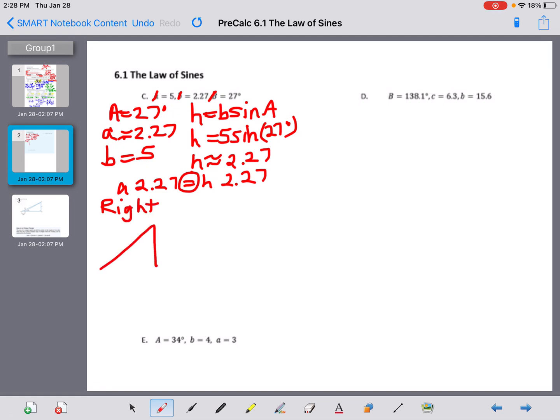I'm going to just draw my right triangle right now. So if my A was 27, my little a is 2.27, which is also my height, right? And my B is 5. I guess I don't know which side my B is on, do I? Okay, so let's figure it out right now. I'm going to go ahead and do sine A over a because I have A and a, and I'm going to figure out my angle B over my B, okay?